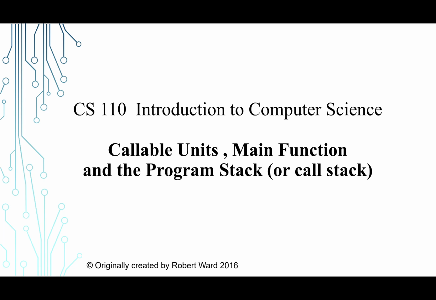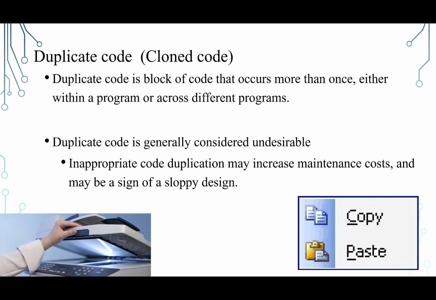So today we are going to talk about the callable units, the main function, and the program stack, or what's called the call stack. Duplicate code is a block of code that occurs more than once, either within a program or across different programs, and it's also called cloned code. Duplicate code is generally considered undesirable. We don't want such code because we don't want repetitions in our code. Inappropriate code duplication may increase maintenance costs and may be a sign of a sloppy design.